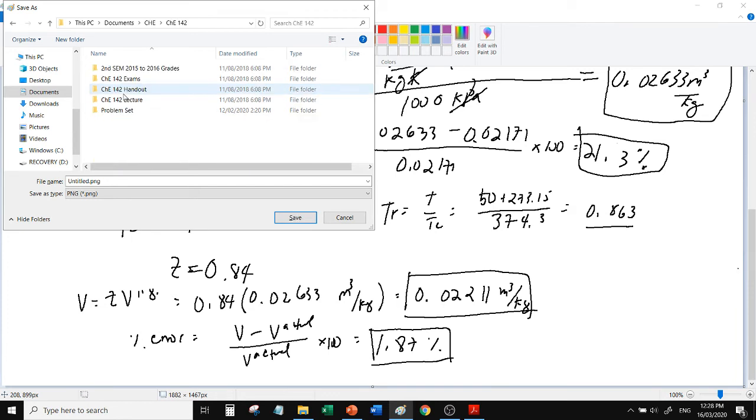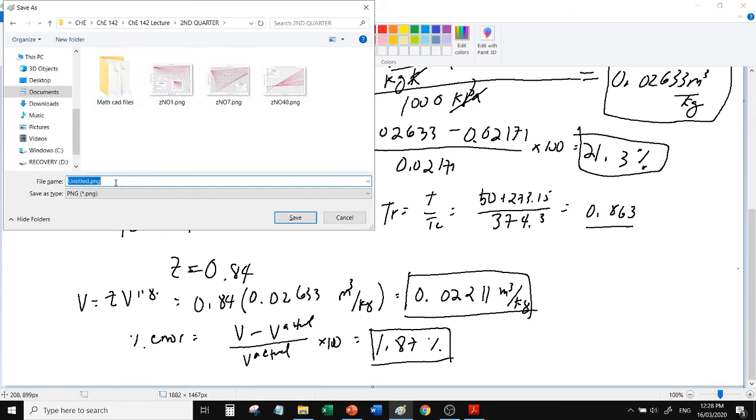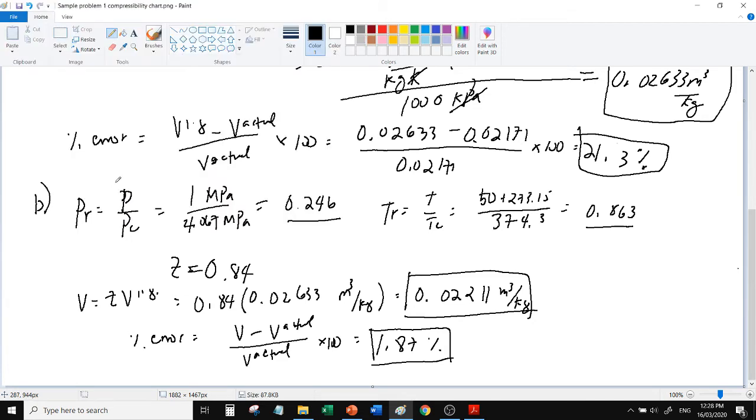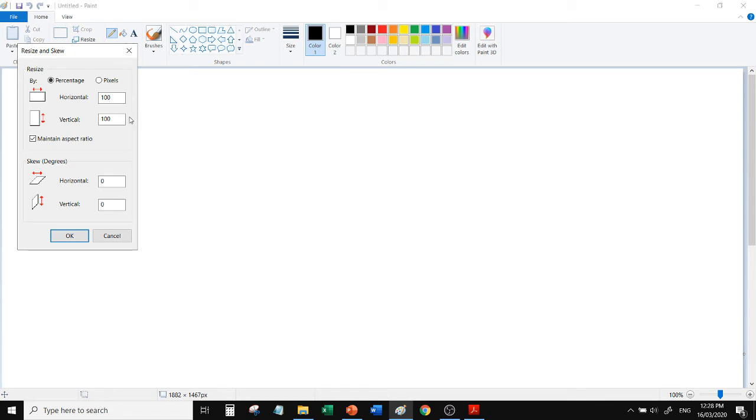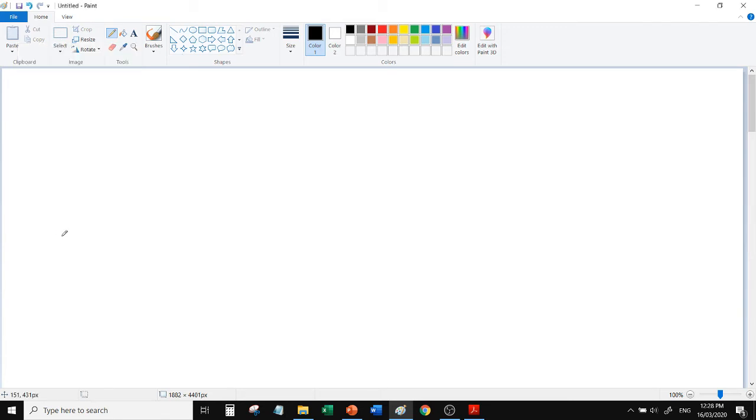Try 142 sa lectures part, this is sample problem. Okay. So, na-save ko na yan. Control nyo. Gusto ko yung size ay malaking malaki. Yan. Okay. Yan. Solve natin.